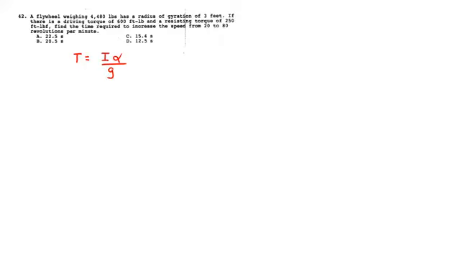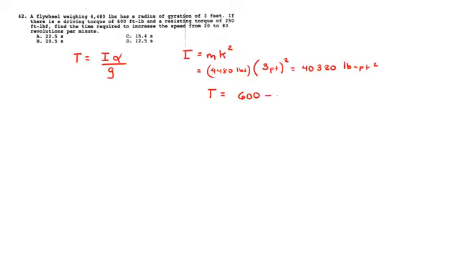Si I makukuha natin using m k squared, mass times radius of gyration squared. Ilan yung mass natin? 4,480 pounds times radius of gyration na 3 feet squared. Equal yan sa 40,320 pounds-foot squared. Then yung torque natin, driving torque 600, minus mo dyan yung resisting torque. Makuha mo dyan is 350 foot-pounds.